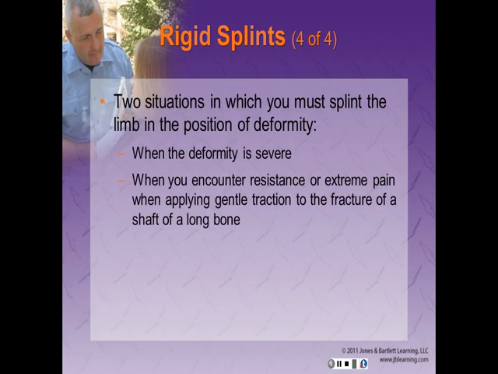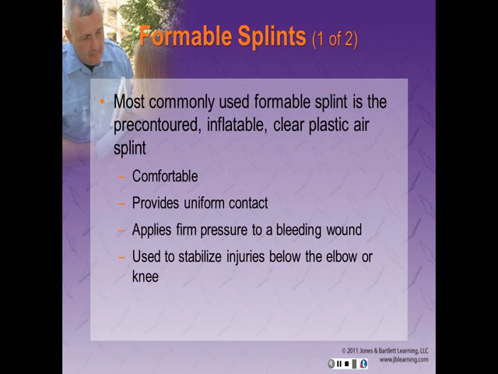Formable splints. The most commonly used formable or soft splint is the pre-contoured inflatable clear plastic air splint. Always inflate the splint after applying it. The air splint is comfortable, provides uniform contact, and has the added advantage of applying firm pressure to a bleeding wound. Air splints are used to stabilize injuries below the elbow or below the knee.